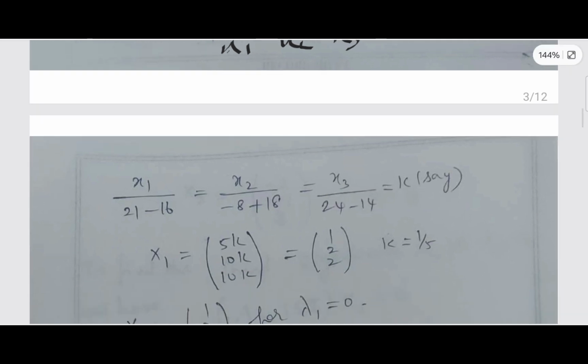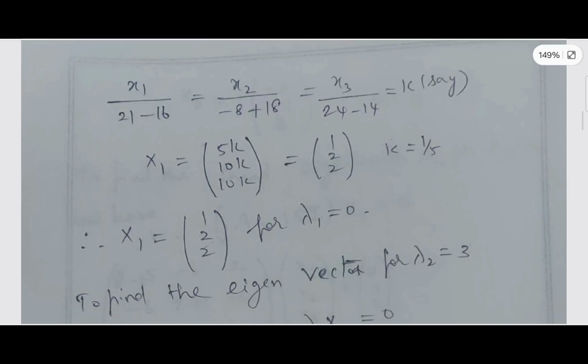This k value, I told you, is an arbitrary value. According to our choice, we can make any choice of arbitrary value, and k is a constant here. So you got x1 equal to 5k, 10k and 10k. I substituted 1 by 5 for k, because we have to make it a very simple eigenvector, numerically very simple. That's why I put k equal to 1 by 5. So we got the vector as 1, 2, 2. So x1 is equal to 1, 2, 2 for lambda 1 equal to 0.